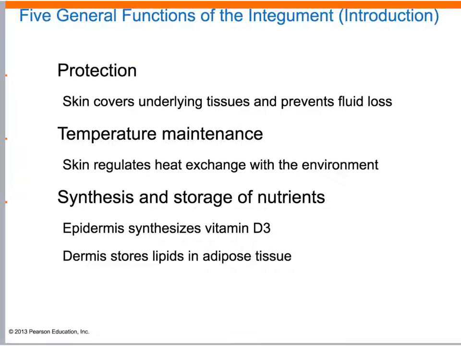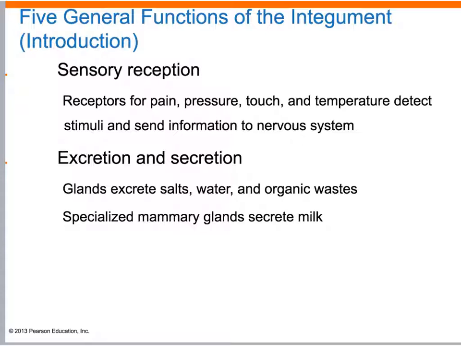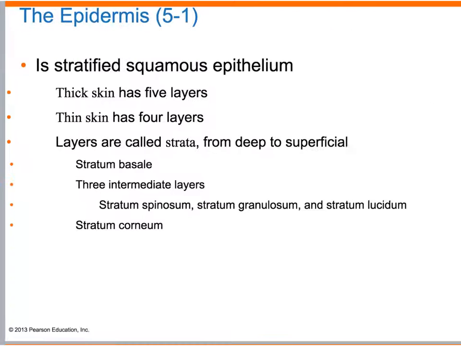Now, there are 5 general functions of the integumentary system: protection, temperature maintenance, synthesis and storage of nutrients. Specifically, the skin makes vitamin D3 and stores lipids in the adipose tissue. Sensory reception for pain, pressure, touch, temperature, and then excretion and secretion, which is sweat in the form of salt, water, and organic waste, and then the mammary glands secrete milk.